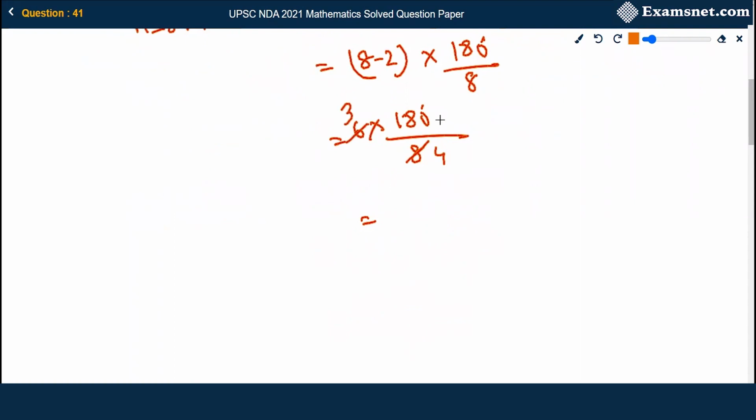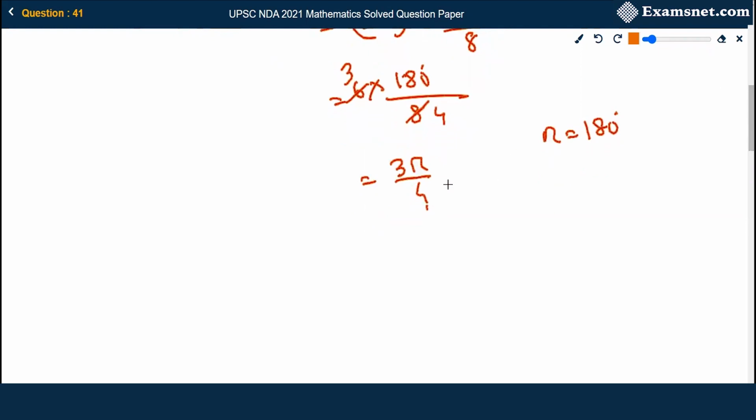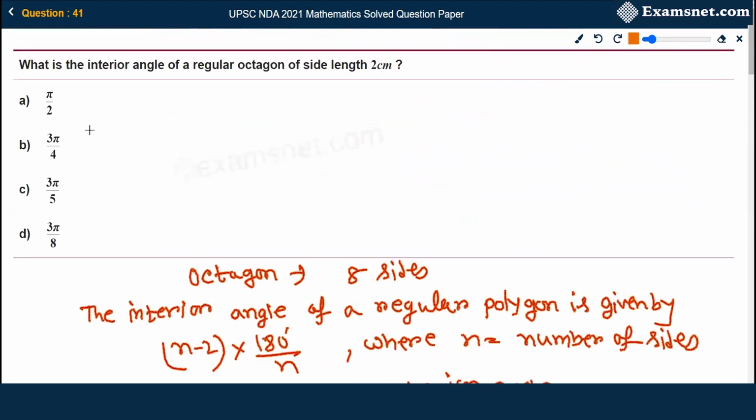And also 180 degree can be written as pi, because we already know pi gives us the value 180 degree. So it becomes 3 pi by 4. The answer is 3 pi by 4. So here it matches with option B. That is the value for the interior angle of a regular octagon.